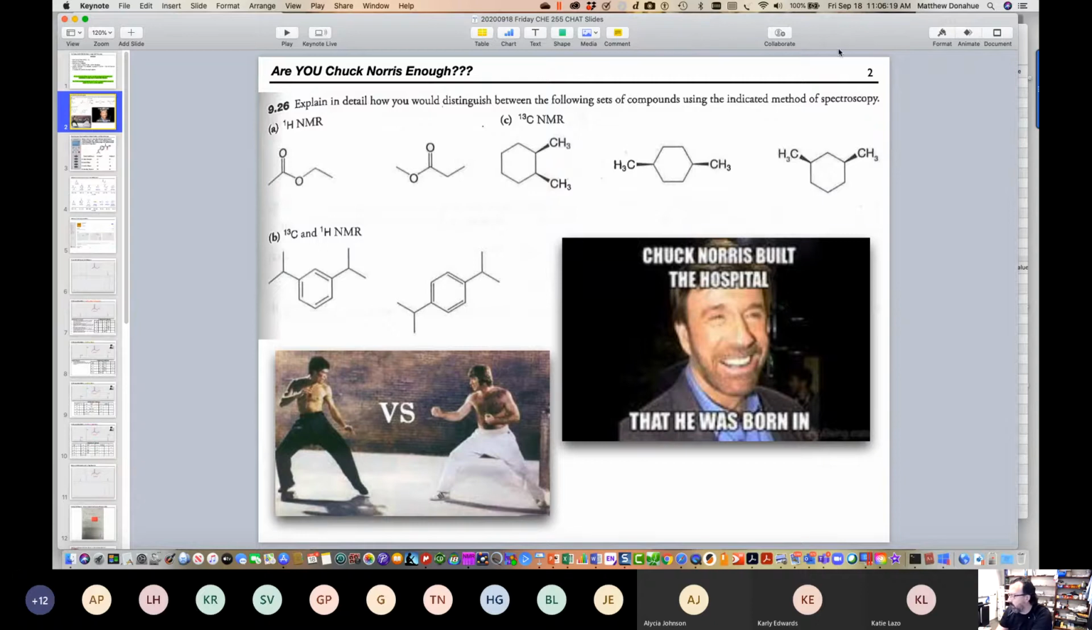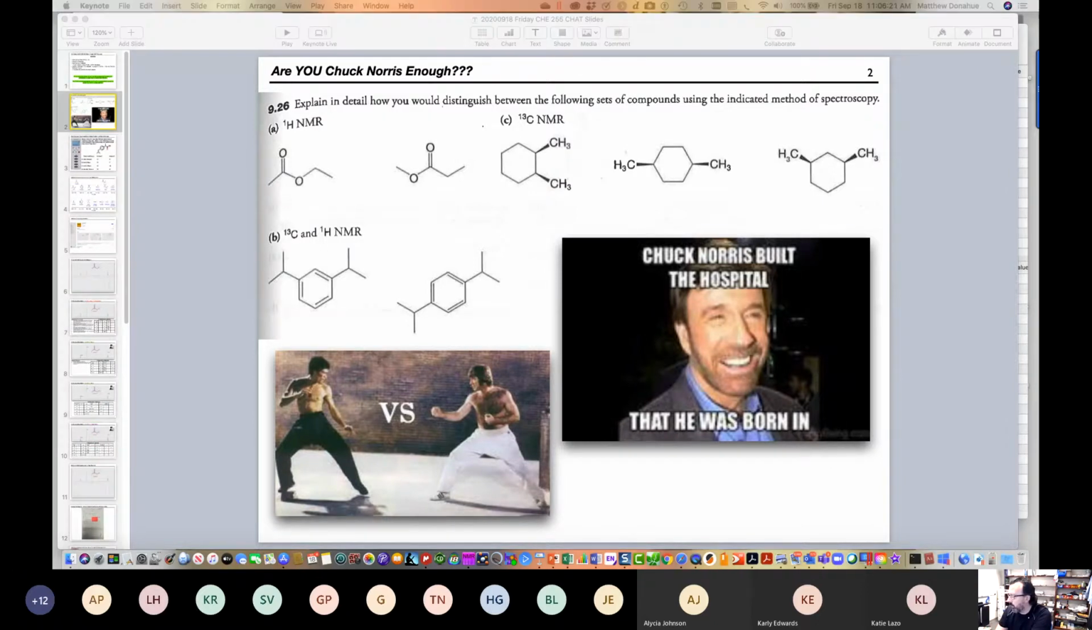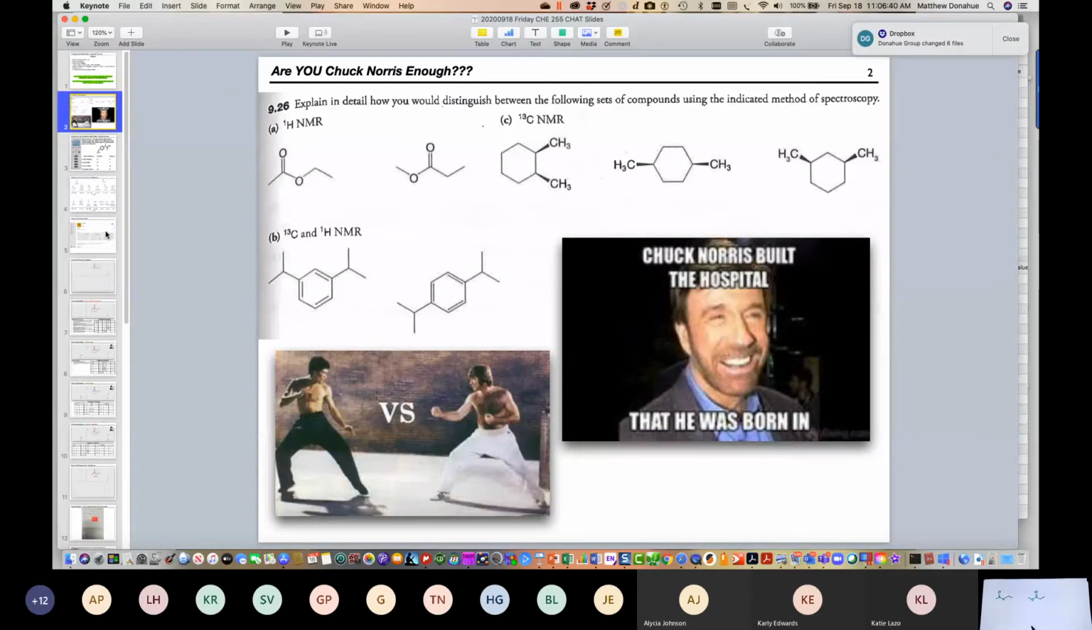So I'm going to flip over to the document camera. I'm going to go back and forth between the document camera and the screen. Those are the structures, and again, we're asked to differentiate them by proton NMR. So I'm going to click over to a different program and continue this line of thought about empirical research.